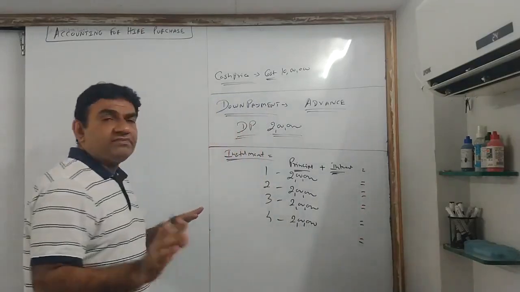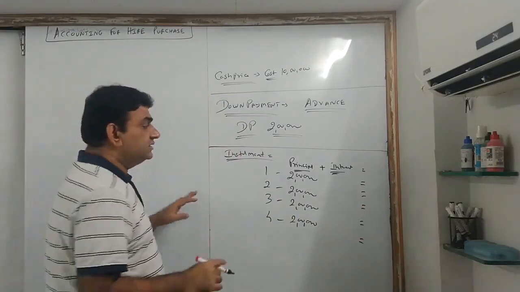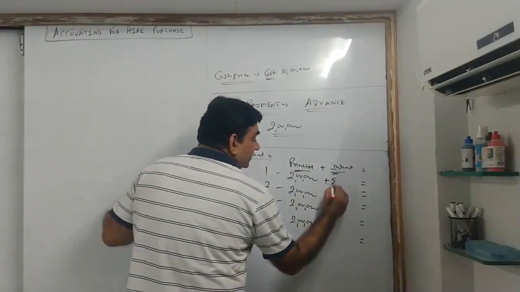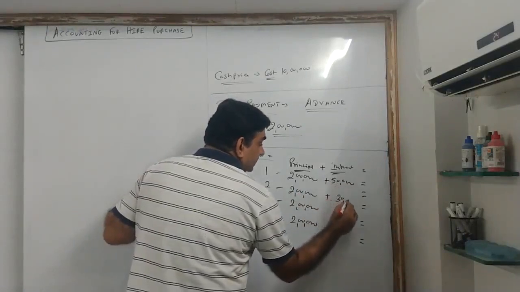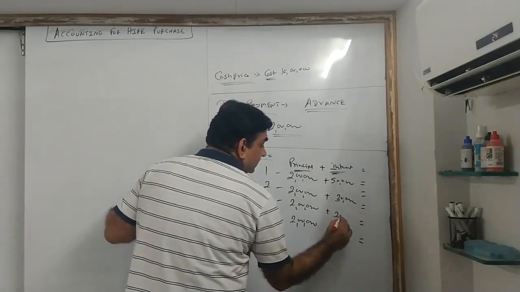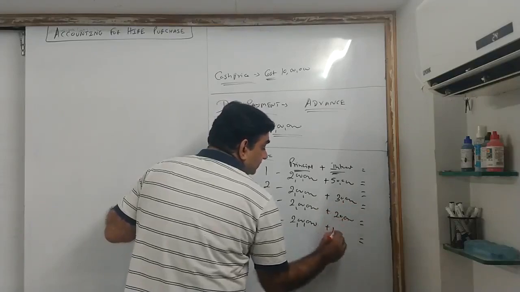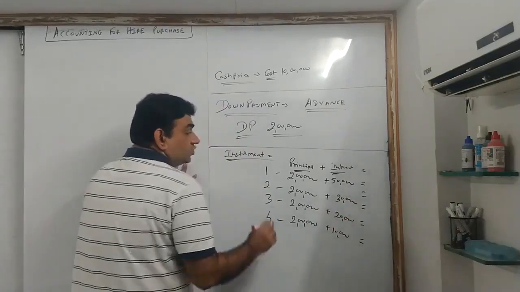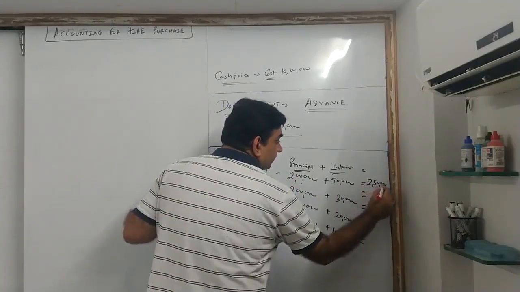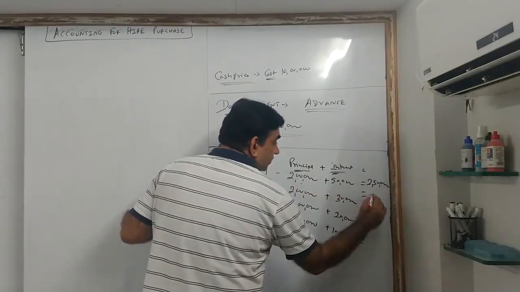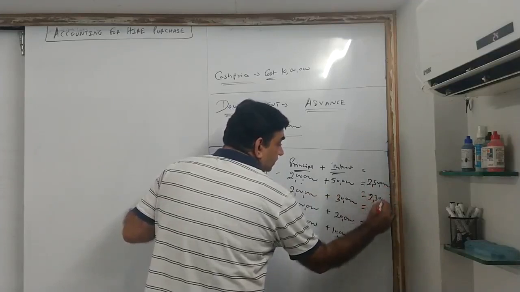So listen, I'm just giving you hypothetical figures. Say for example, the first year's interest is 50,000. The second year's interest is 30,000. The third year's interest is 20,000. The fourth year's interest is 10,000. So my installment for the first year will be 2 lakh plus 50,000, that is 250,000. 2 lakh plus 30,000, that is 230,000.